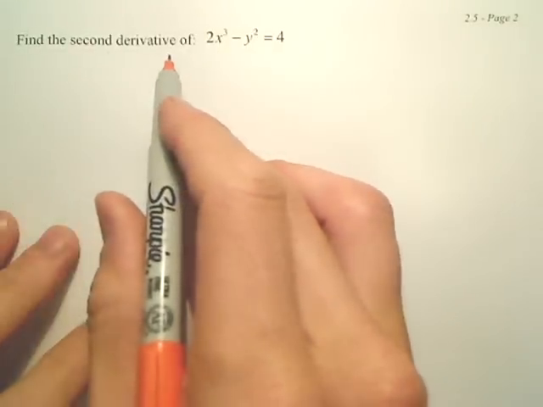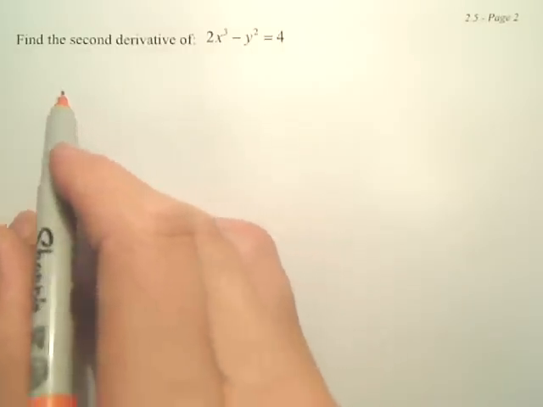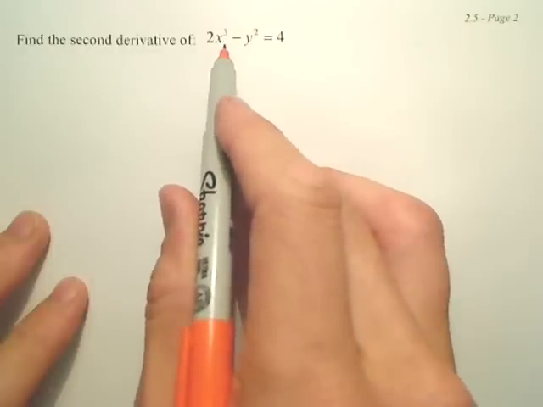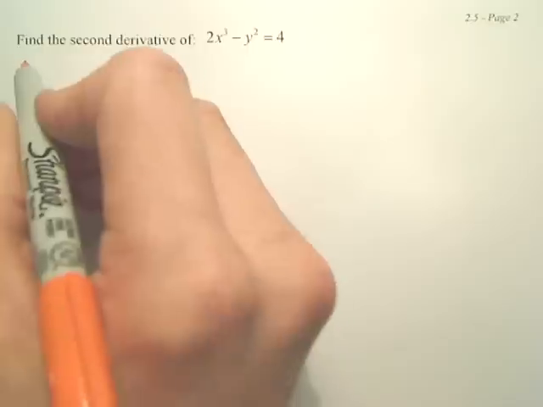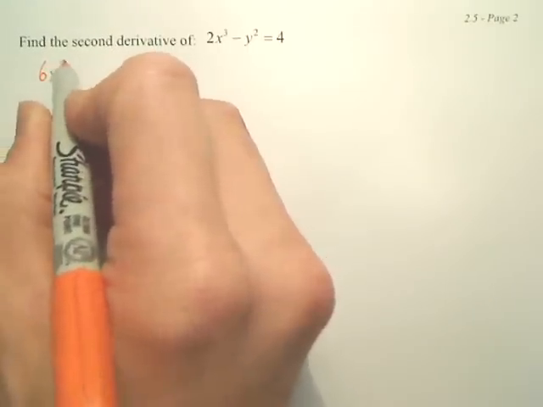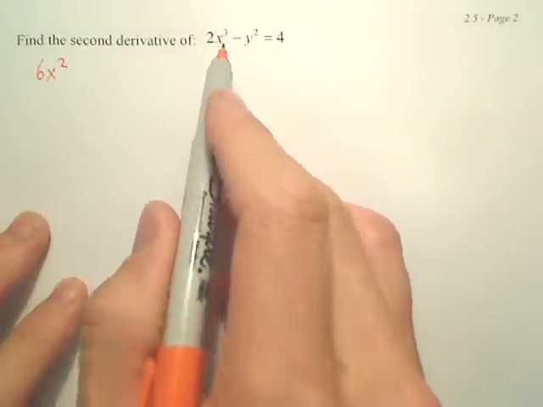If I want to find the second derivative of this, the first thing is to find my first derivative. That's pretty obvious. So you derive it where it sits. So this is going to be 6x squared. Bring the 3 out front, 3 times 2. Bring the power down 1.